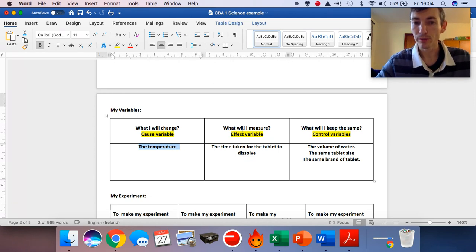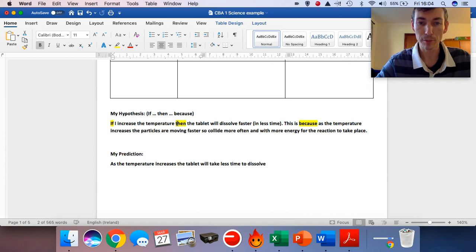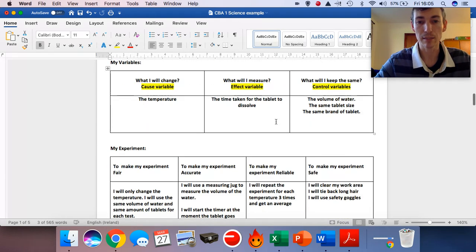What will I measure? The effect variable. I am going to measure the time taken for the tablet to dissolve. Going back here, this is in your hypothesis: if I increase the temperature, then the tablet will dissolve faster. This means in less time. So I am measuring the time that the tablet takes to dissolve.